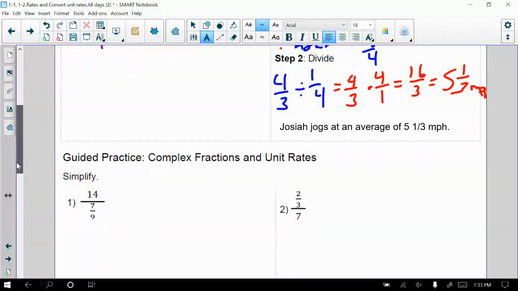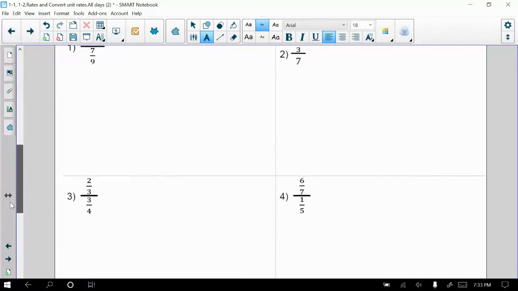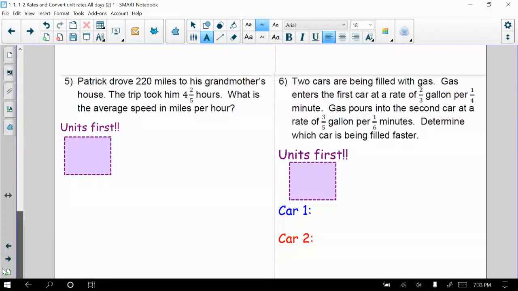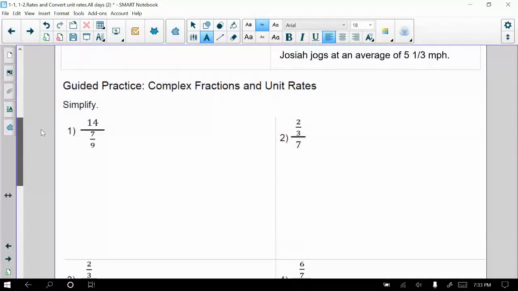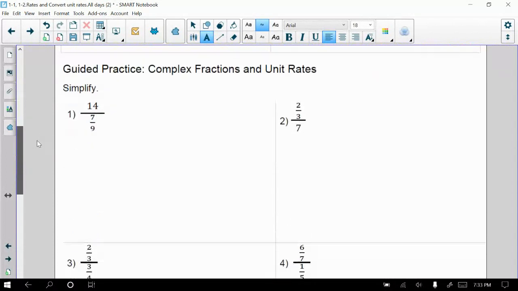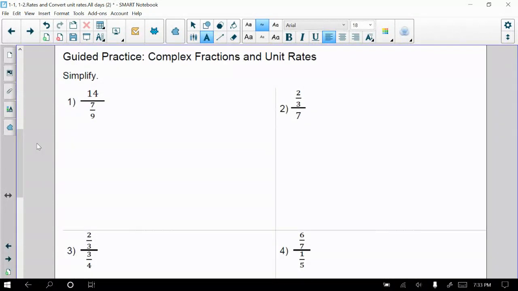Okay, so now we have guided practice. There are 6 problems. I am going to do the right side with you. If you feel like you are strong enough and you want to pause this and do them on your own and then check them, feel free to do that. But I will say 1 and 7 can be tricky because if you notice, there are whole numbers. Whole number in the numerator, whole number in the denominator.